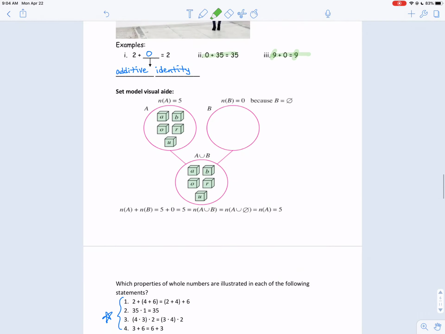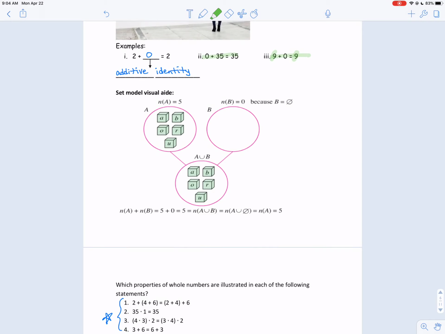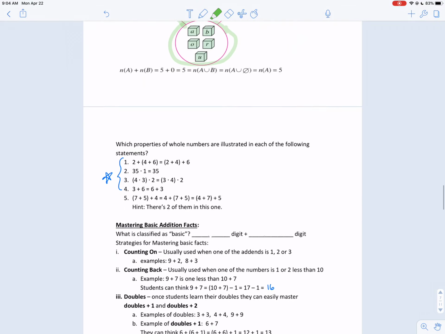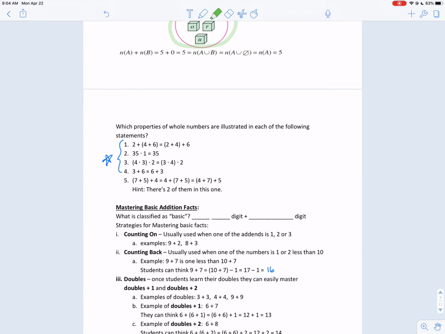We can also show it with our set models. So we have 5 blocks, and we're not going to add anything to it. We're going to add 0, and we get 5. So you start with 5 and you end with 5. So that's the identity property. So I would like for you to turn in class the answer to this. Which properties of whole numbers are illustrated below? So do the first 4, please.